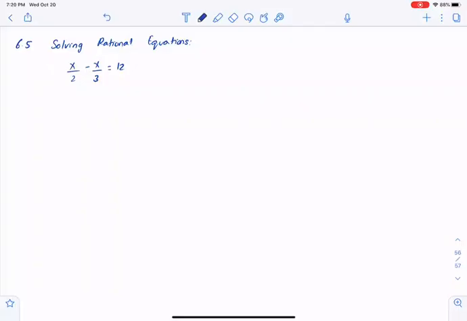The rational equation is x over 2 minus x over 3 equals 12. We call it rational because we have x over 2, x over 3, some function over another function, which makes it rational. Before we can solve, we need to find the least common denominator.